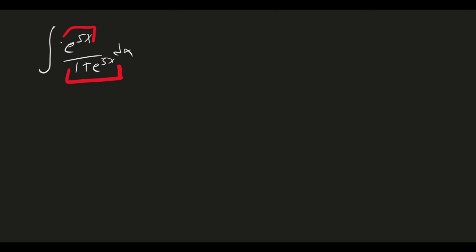Should we set the numerator equal to u, or should we set the denominator equal to u? As you can see, if we differentiate the denominator, we're going to have e raised to the power of 5x, which can cancel with the numerator. So in that case, let's set the denominator equal to u. So we can let u equal 1 plus e raised to the power of 5x.